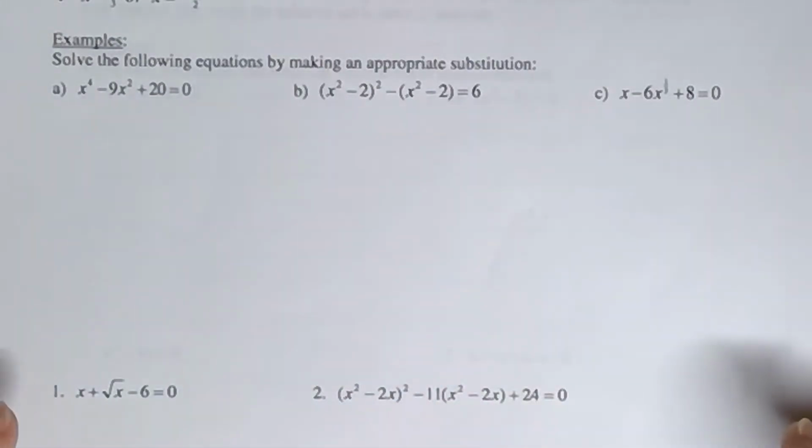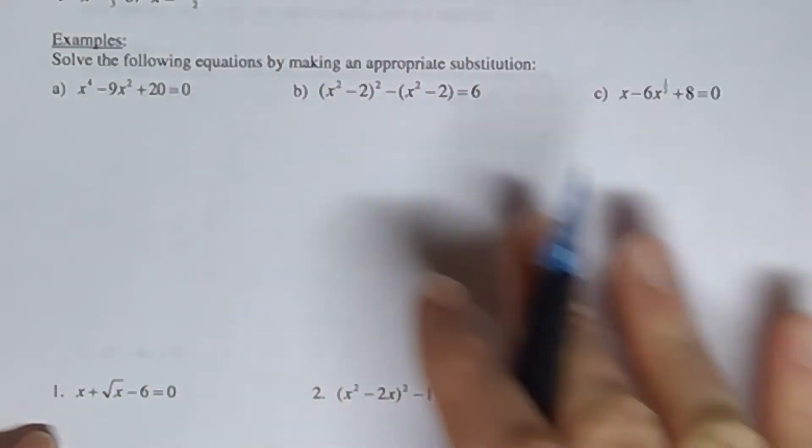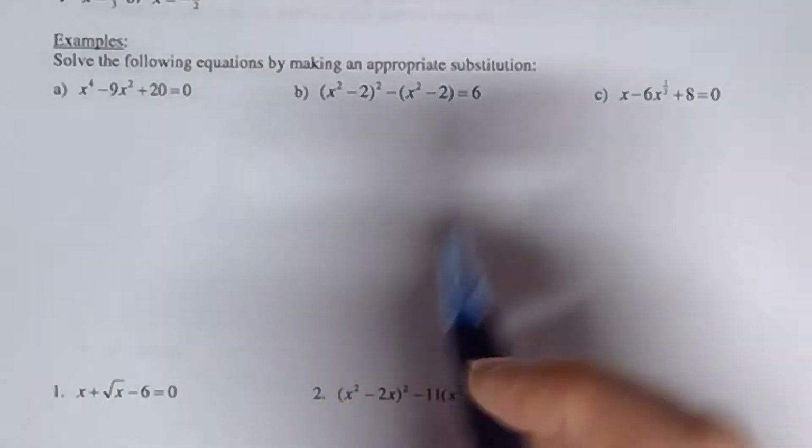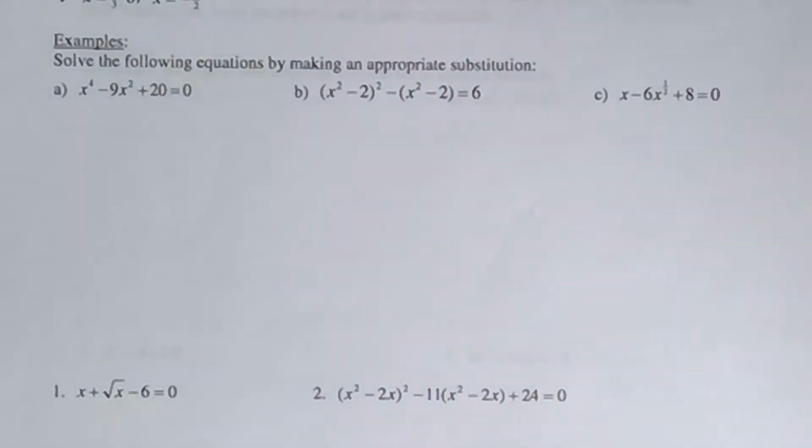So what we need to learn right now is how do we convert these things to quadratic equations by making that appropriate substitution. And I say the word appropriate because if you make the wrong choice, something that's not the appropriate type of substitution, then it's not going to work. So there's a certain strategy that we need to use in order to pick the right thing.